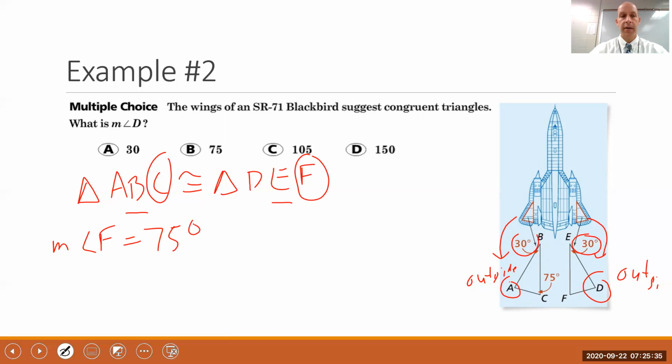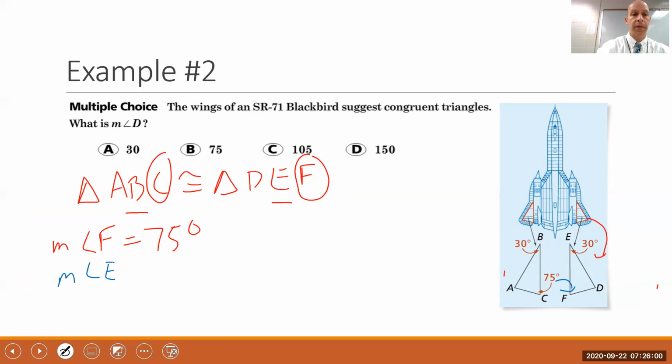So that tells us that in our triangle, and I'm going to erase this now on this side, in this triangle we've just figured out that this angle F is also 75 degrees. And now we can use our triangle angle sum theorem, which tells us that all of the angles have to add up to 180. So I'm going to say the measure of angle E plus the measure of angle F plus the measure of angle D equals 180. And I'm going to start substituting in what I know.